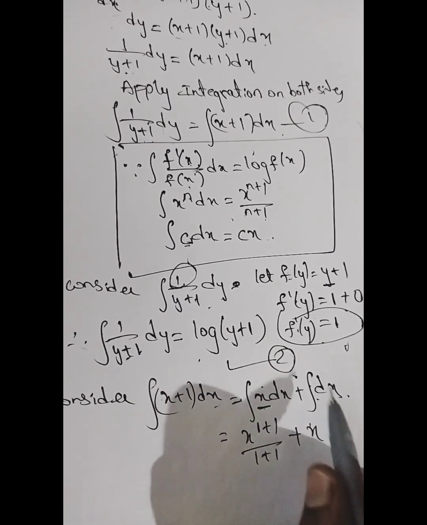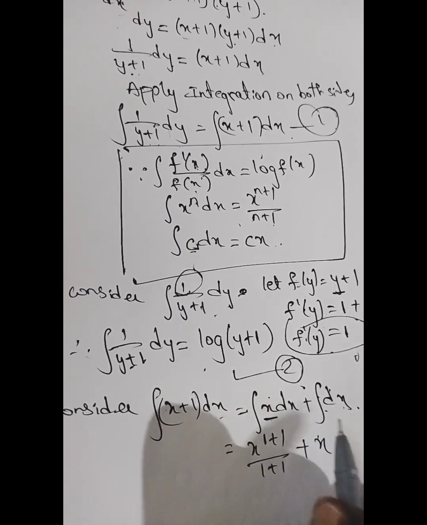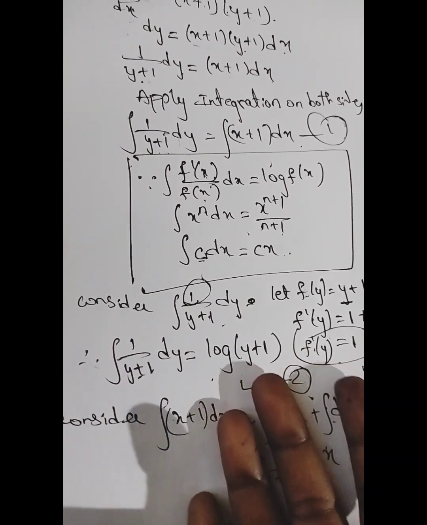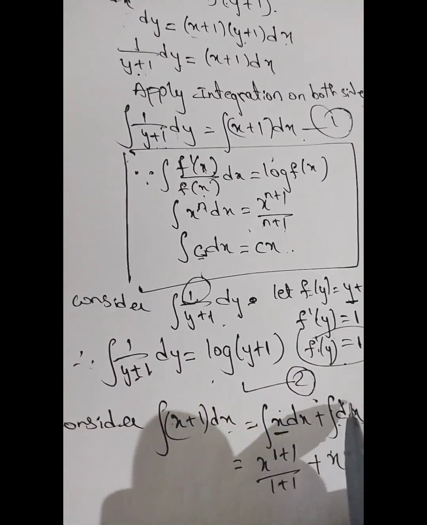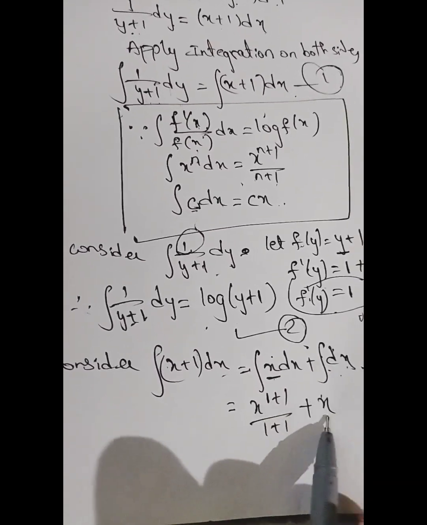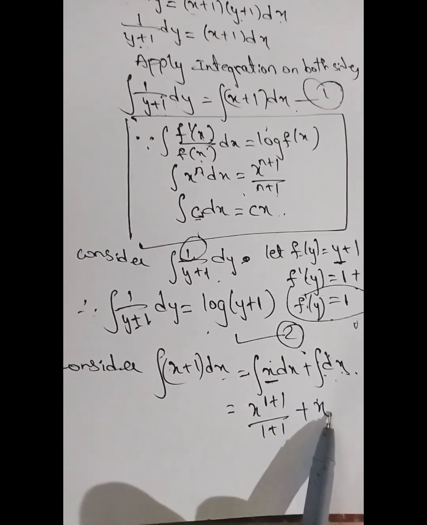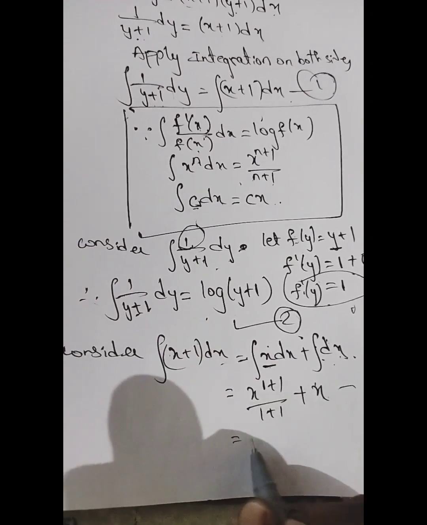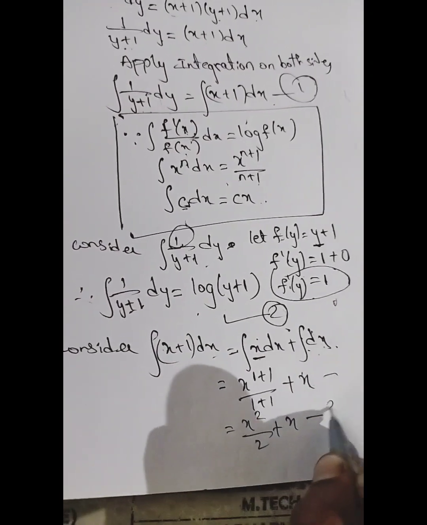So no worries whether you are having here x, y or any other variable. If you are integrating only a constant, directly you will write the variable with respect to which you are integrating. So with respect to x I am integrating, so I'll write here x. Now this can be written as x square by 2 plus x. Take this as equation 3.